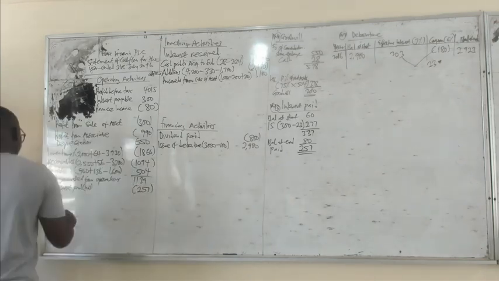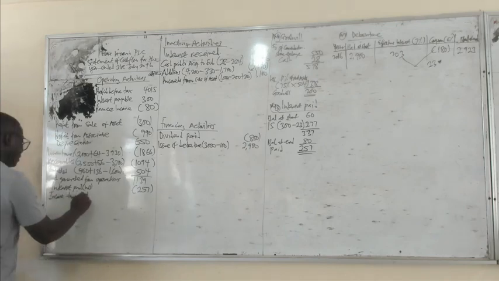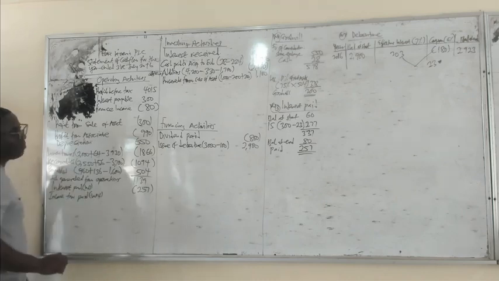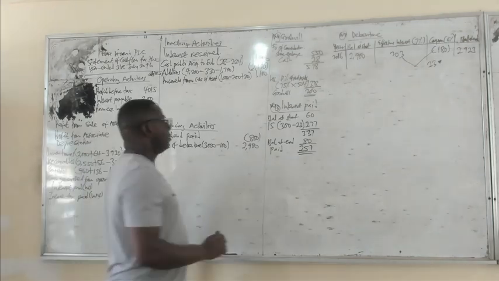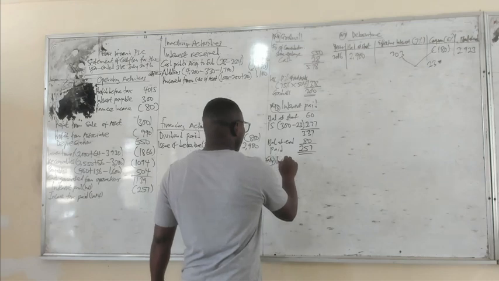We will say for tax paid, income tax paid. Working number 5. So W for income tax paid.